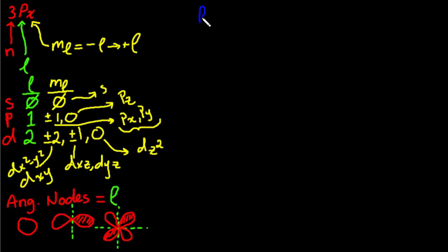Now in the case of a radial node, the equation for the number of radial nodes is n minus L minus 1. So in the case of the example given above, 3px, we would have n equal 3. L would be 1 because it's a p orbital, and minus 1 would give us an overall radial nodes number of 1.